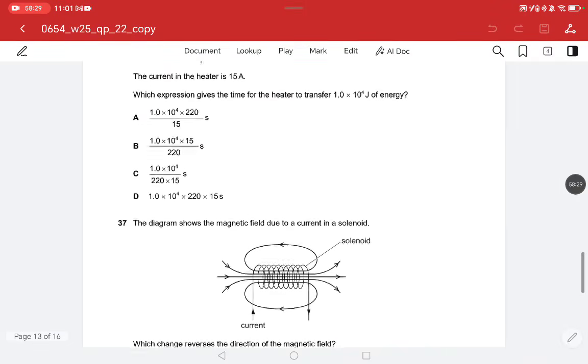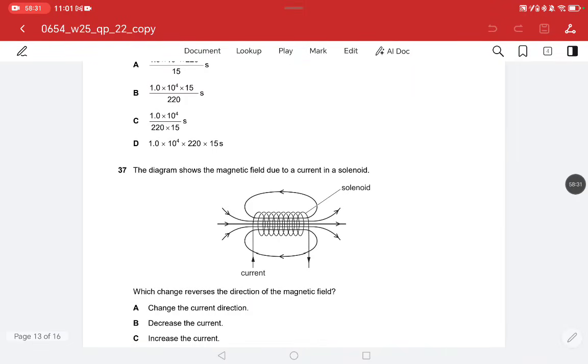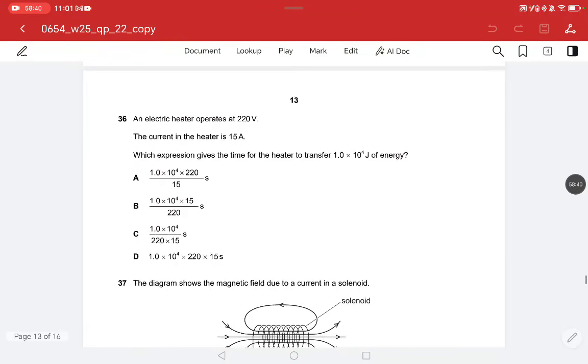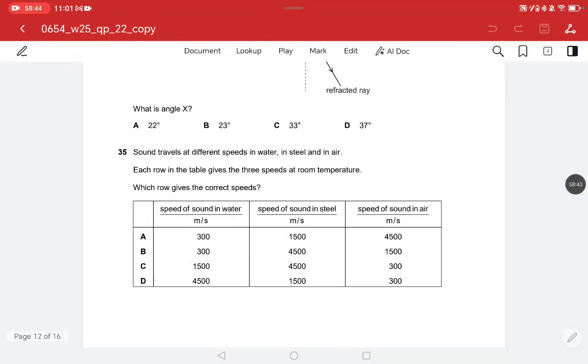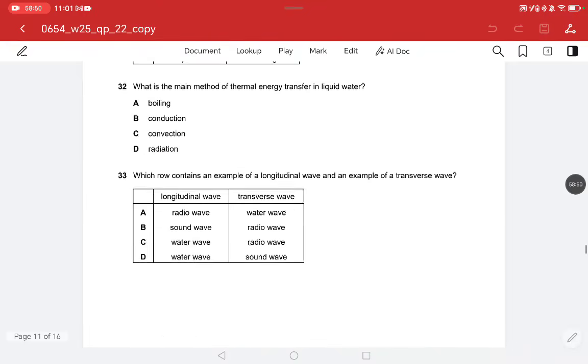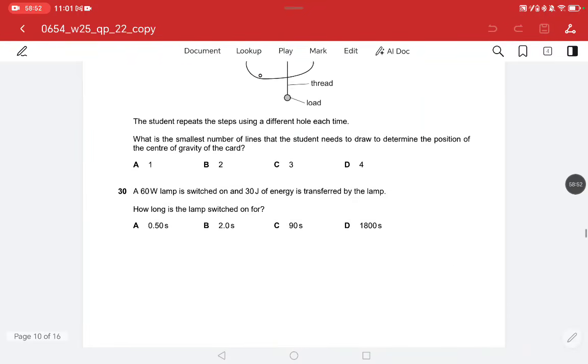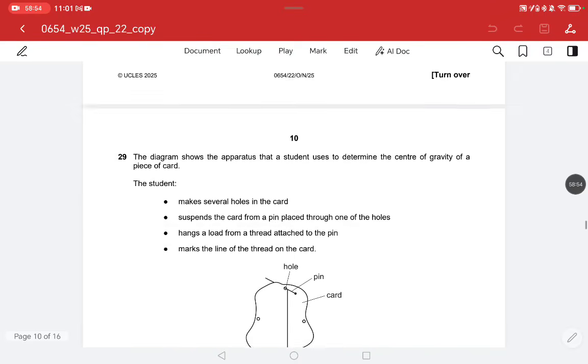Look, solenoid. This solenoid, for example, you can also use the right-hand rule to find the direction of current. Yes, the solenoid has the same field as a magnet. The speed of light in different mediums and the speed of sound in different mediums are opposite. Take care about this. Because of this, I'm asking you to solve this paper as well, because there are many important questions here.